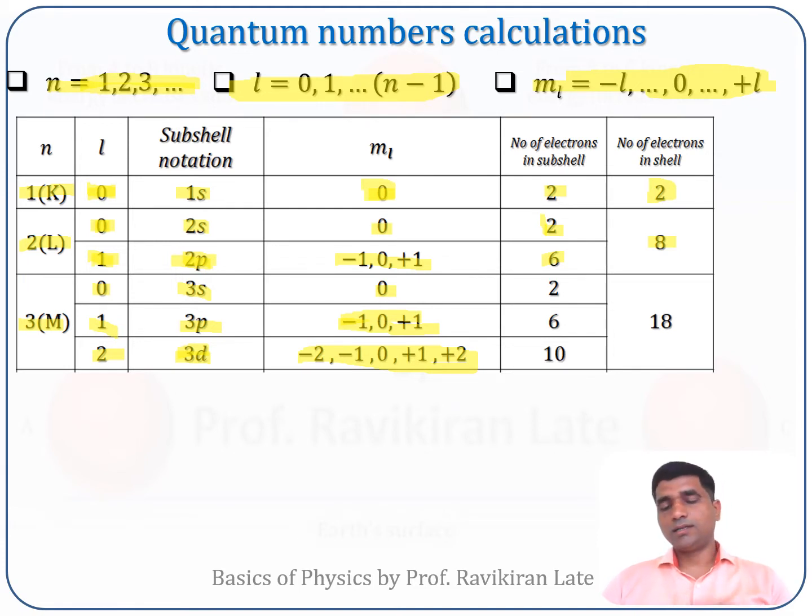That is, in the case of the third shell, there will be 3 subshells, which are nothing but 3s, 3p and 3d, in which 3p has 3 different orbitals, that is px, py and pz, and the d subshell can have 5 different ml values corresponding to 5 different d orbitals, which are nothing but dxy, dyz and dxz, dx square minus y square and dz square.